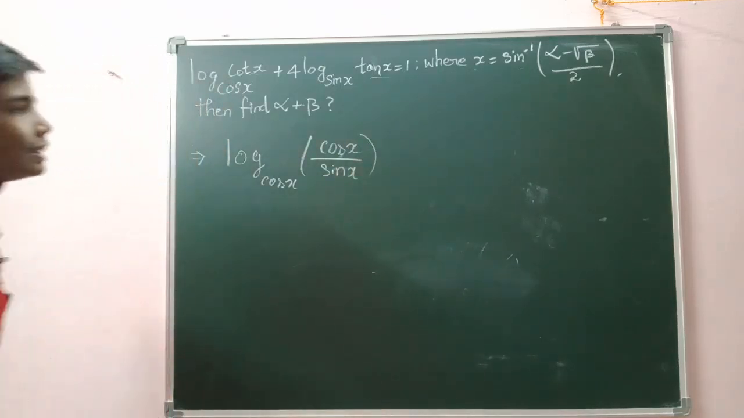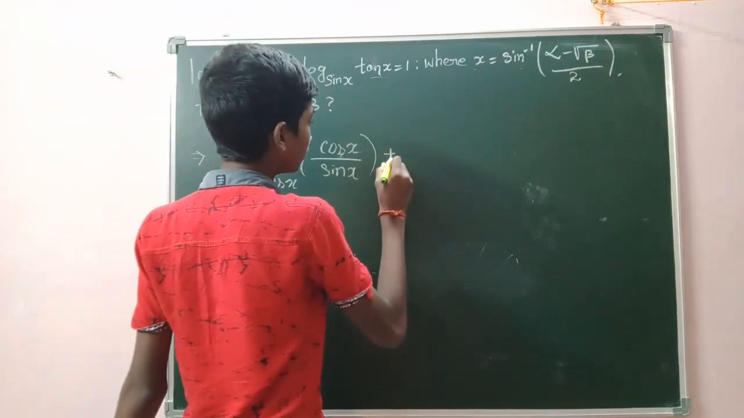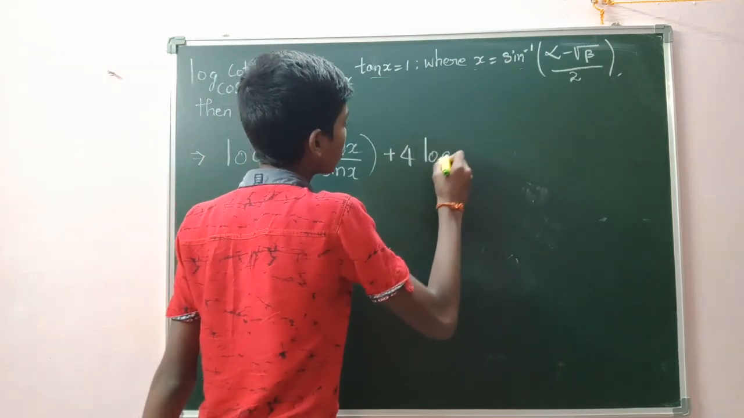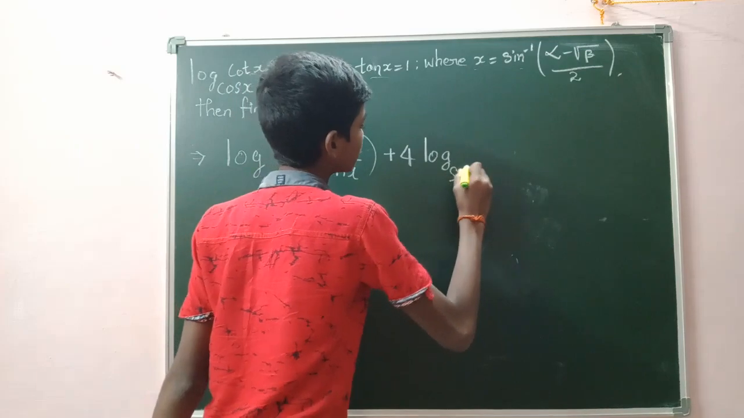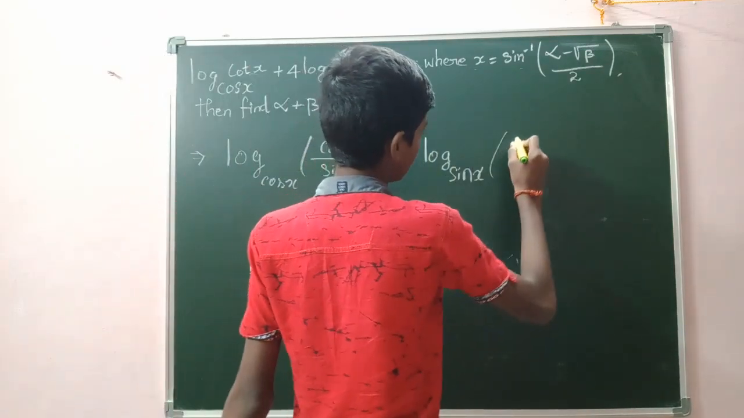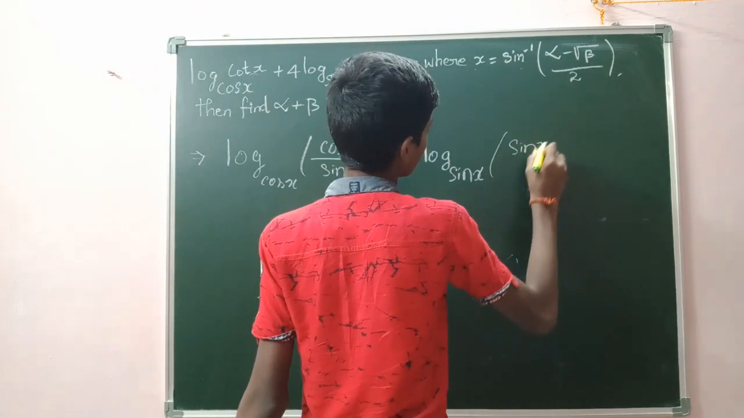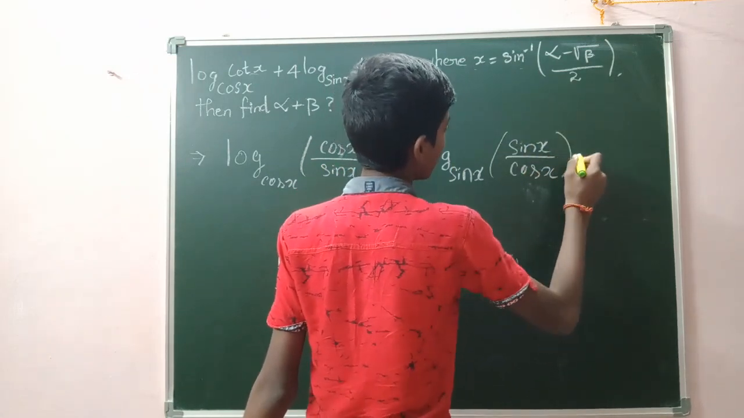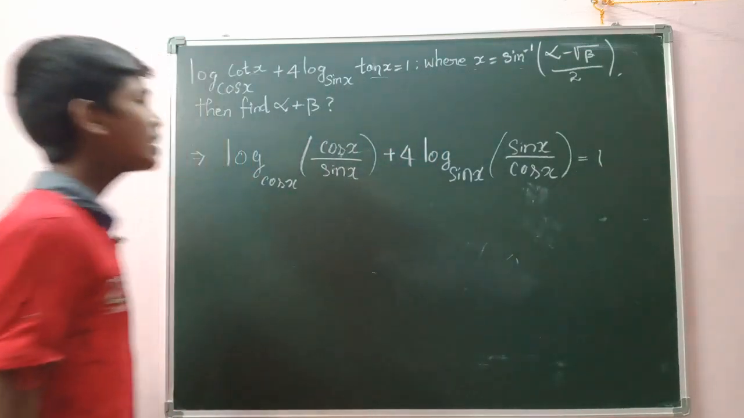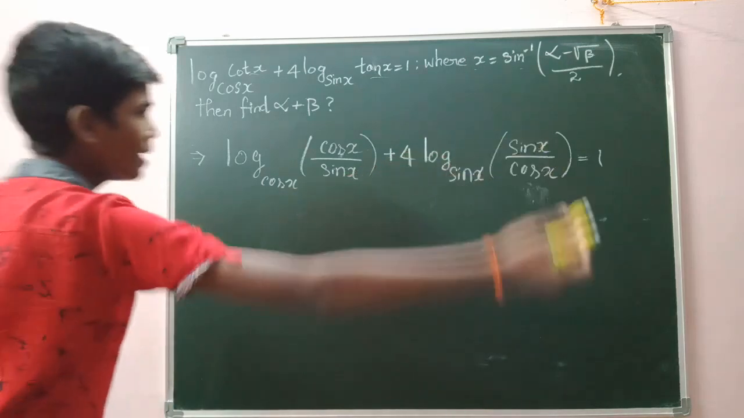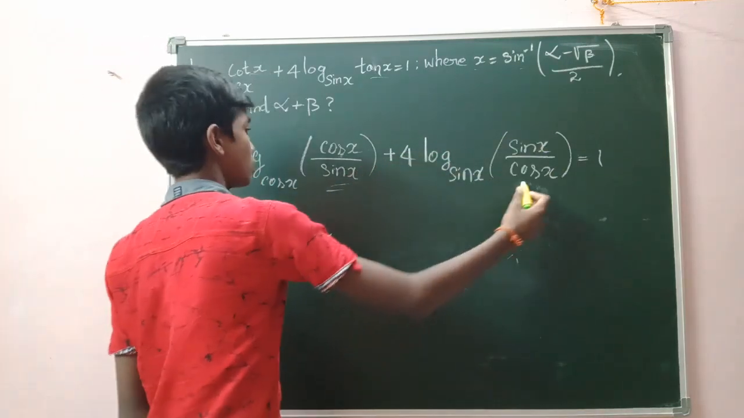Basic formula for the ratio. Then plus 4 times log to the base sin x of tan x. This tan x I can write as sin x by cos x, correct? And that is equal to 1. This is what we arrive at when we change the values of cot x and tan x in terms of these two particular expressions.